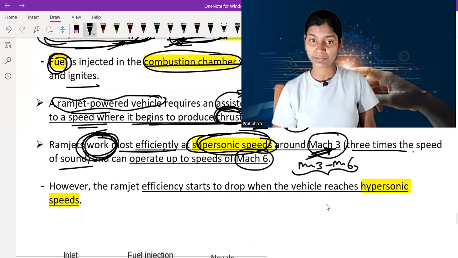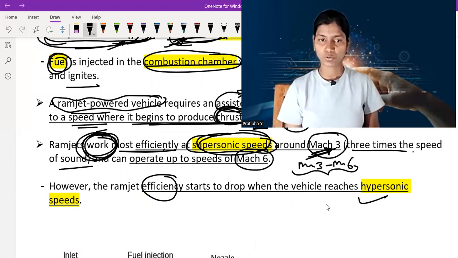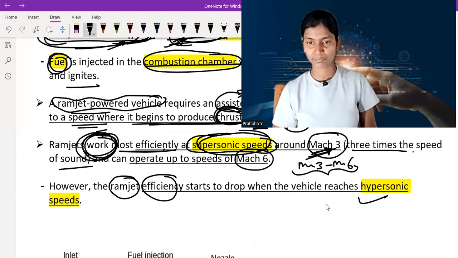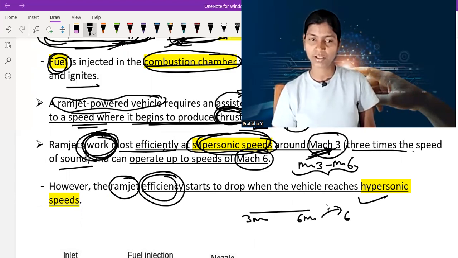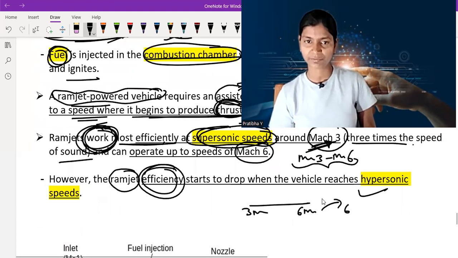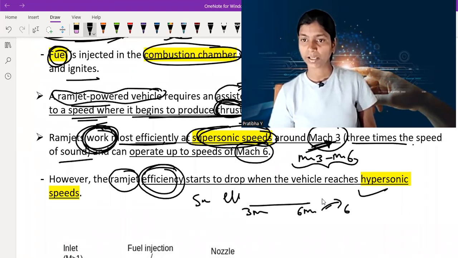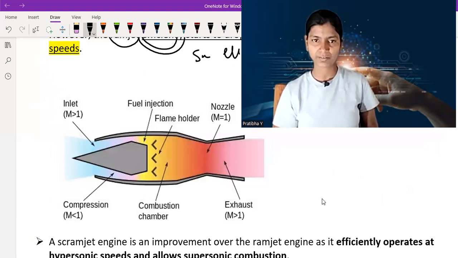However, the ramjet's efficiency starts to drop when the vehicle reaches hypersonic speed. It works very efficiently between Mach 3 and Mach 6, but when it goes beyond Mach 6, its efficiency reduces. Then we come up with a new concept called scramjet. A scramjet functions very efficiently at hypersonic speed, beyond Mach 6. So clearly see this picture. This is a ramjet.